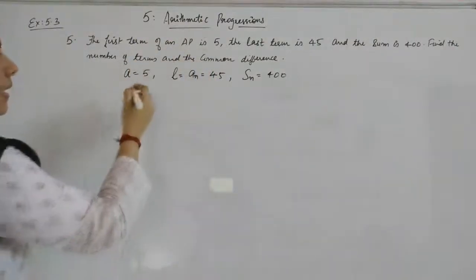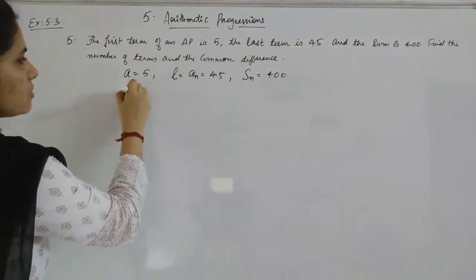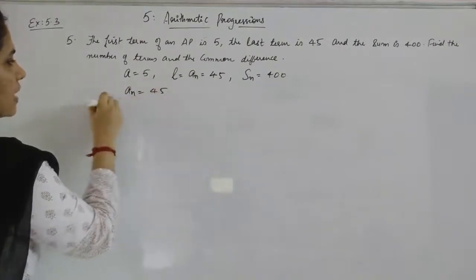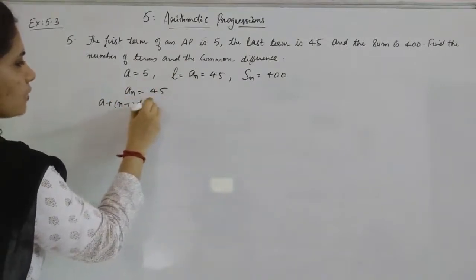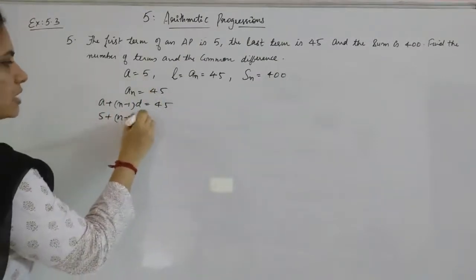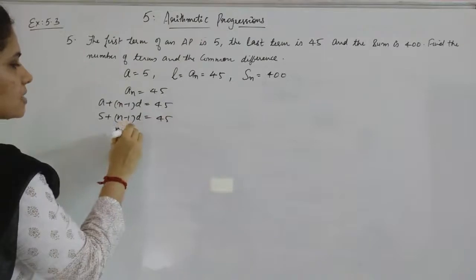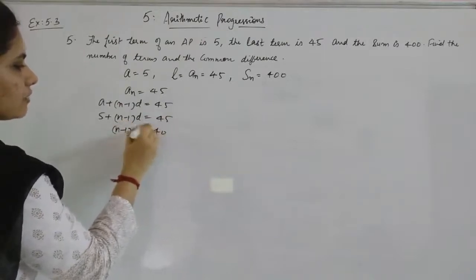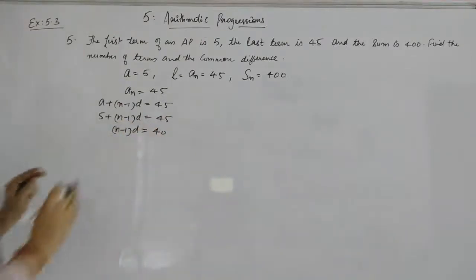So according to an is equal to 45, what you will get, a plus n minus 1 into d is 45, right? And a value you have, so 5 plus n minus 1 into d is 45. That means n minus 1 into d is 40. 45 minus 5, 40. Let it be there.